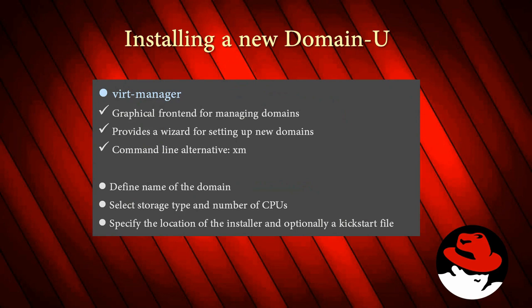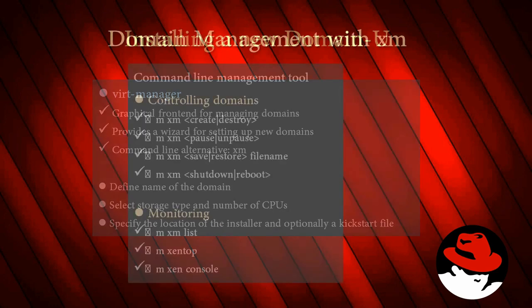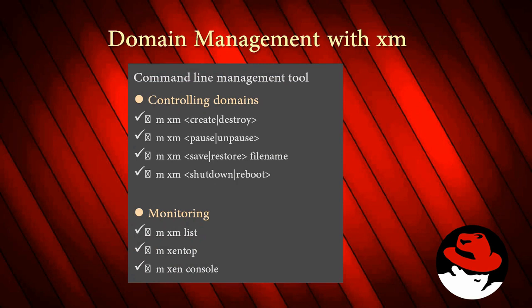To select the storage type and number of CPUs, you have to specify the location of the installer and optionally a kickstart file. Domain management with Xen can be done by controlling domains and monitoring using various commands, the xm command for shutdown, save, restore, pause, create, destroy. You can show the list of the domains by typing the command xm list. You can also use xentop for the top of domains, and xm console for the console.